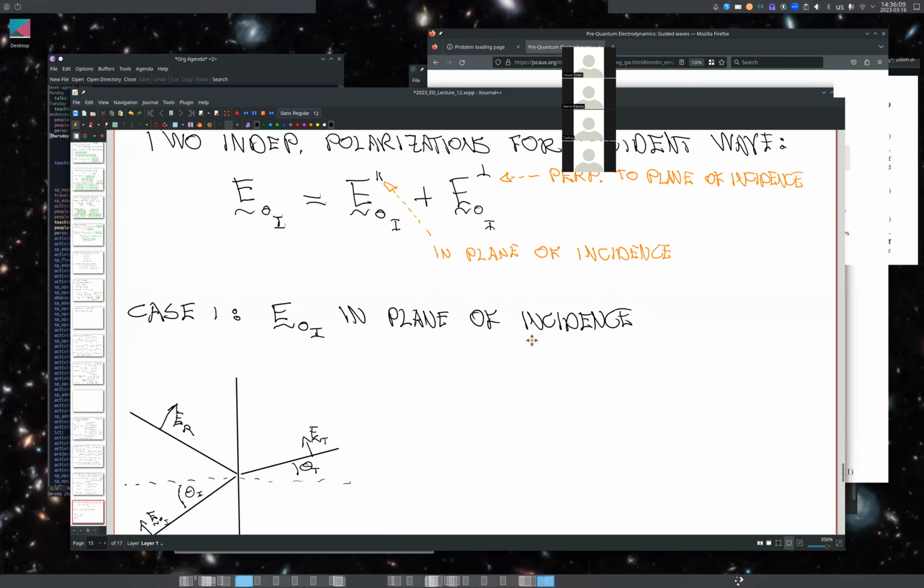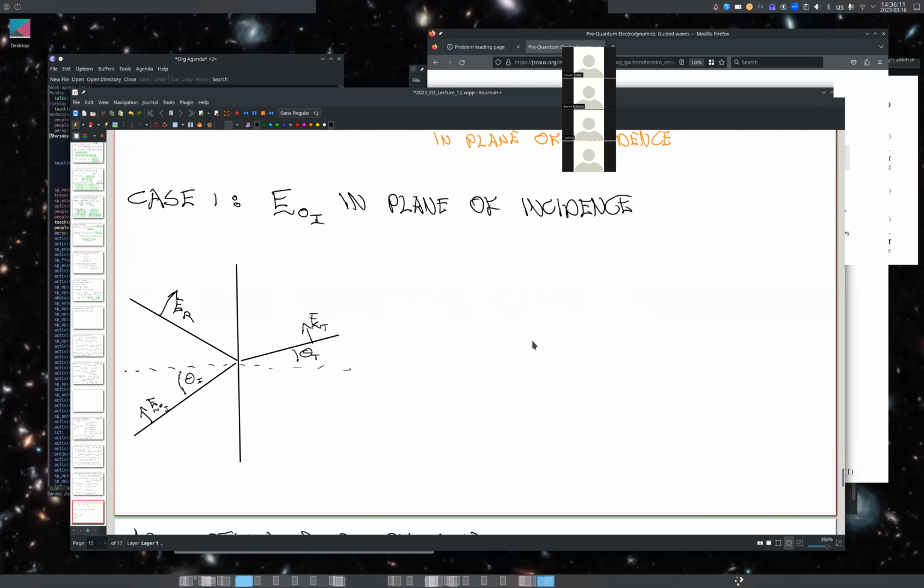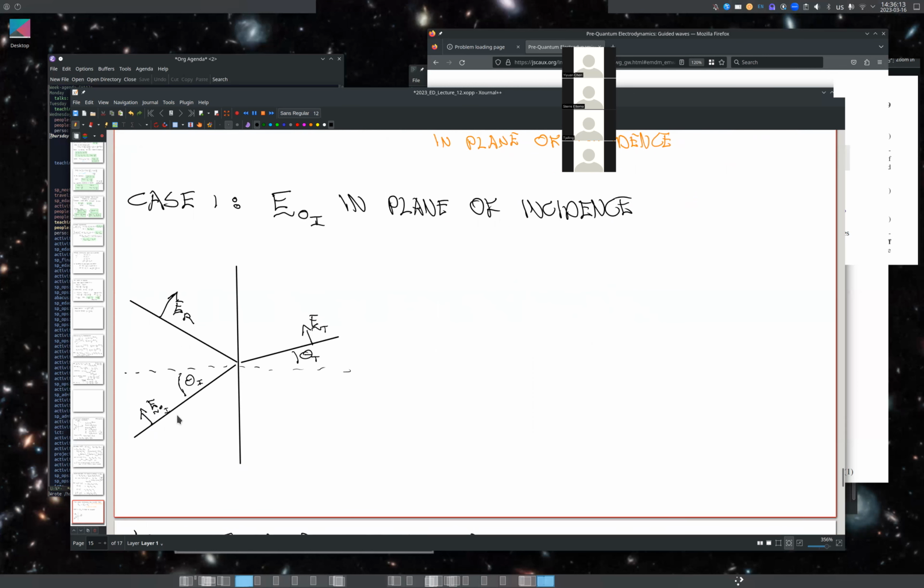We will assume that the electric field is in the plane of incidence. So once again, I have my incoming wave like this, and now it has an electric field that does this. I've got my coordinate system like this. And then the reflected wave has also an electric field going like this. And the transmitted wave has an electric field going like this. Okay, like in the drawing.